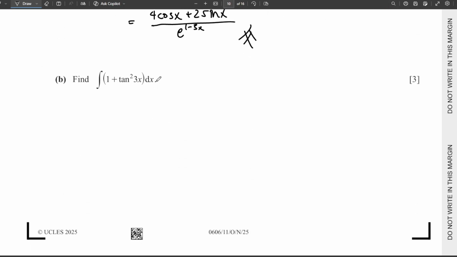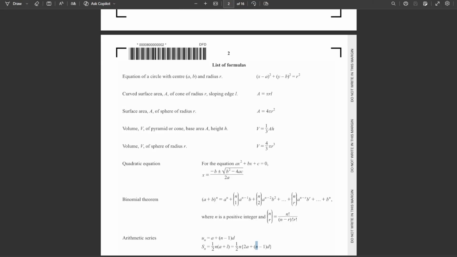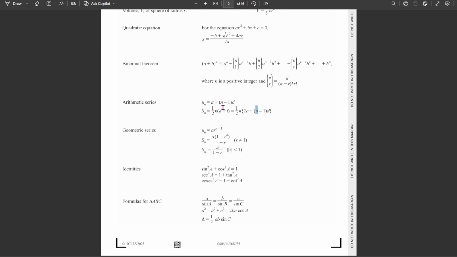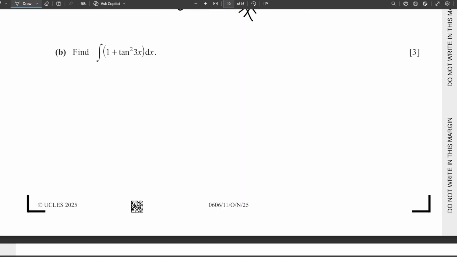Okay, now it's an integration question. From what I recall, at your level, you should not be able to directly integrate a tangent squared term. You should be able to make use of some previous knowledge from trigonometry to manipulate this into a form that you can recall how to integrate. So tangent squared is one of the Pythagorean identities. Here, 1 plus tangent squared is equivalent to secant squared.